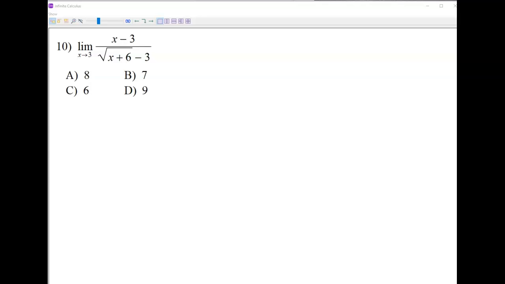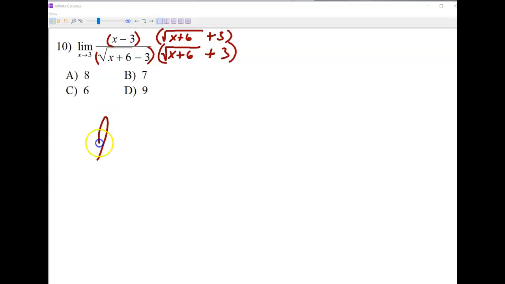Rationalizing means we want to get rid of the square root where it is right now. And the way you do that is by multiplying the bottom by the same exact expression, except instead of a minus 3, it's going to be a plus 3. And whatever you do to the bottom, of course, you need to do to the top. So I'm also going to multiply the top by that same thing.